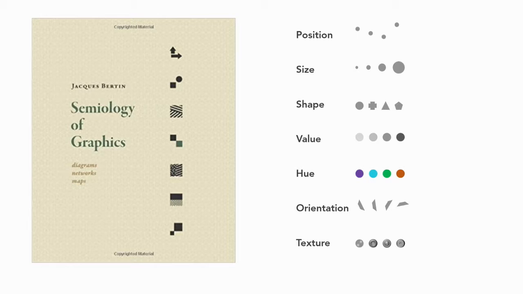In 1967, a French cartographer named Jacques Bertin published what has now become a fundamental reference in data visualization theory, titled Semiology of Graphics. In this book, he describes visual variables and how they can be used to communicate data visually. More work has been done on this since, but these original visual variables are still the foundation of most data visualizations. So we're looking at the position, size, shape, value, hue, orientation, and texture of visual elements.